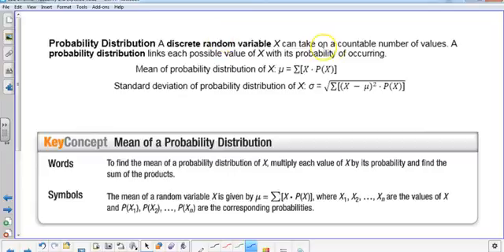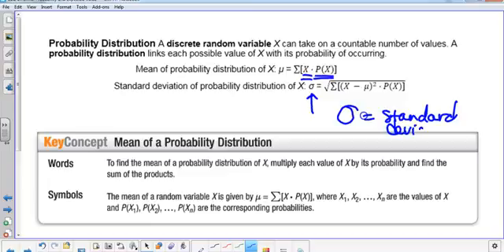A discrete random variable can take on a countable number of values. The probability distribution links each to its probability of occurring. The mean, or the average answer given, which we're going to do in a second for that last question, is you take the random variable times the probability of that occurring. The standard deviation, we're going to use this symbol on our calculator because we're not going to bother with this crazy business, calculating these by hand, okay? This is going to be standard deviation. For today, we're going to use that one.